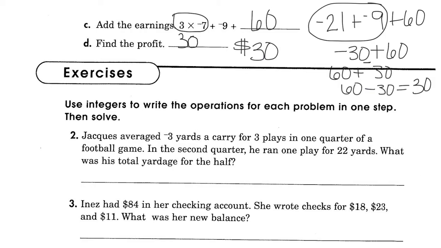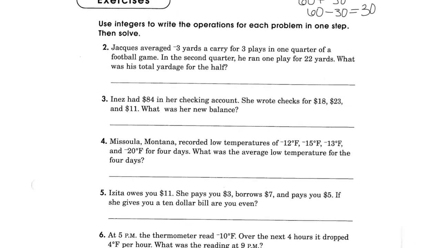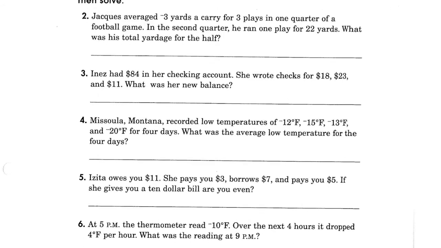$30. So what you are going to do for this assignment is you are going to do these 6 problems by writing out the problem and then giving the answer. Since they are word problems, you need to make sure you label them. So I'm going to do number 2 with you. Then you're going to do 3, 4, 5, and 6 on your own, as well as the application.